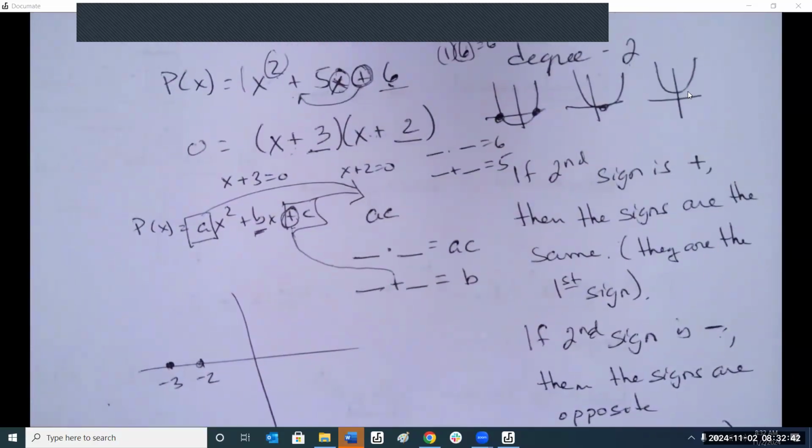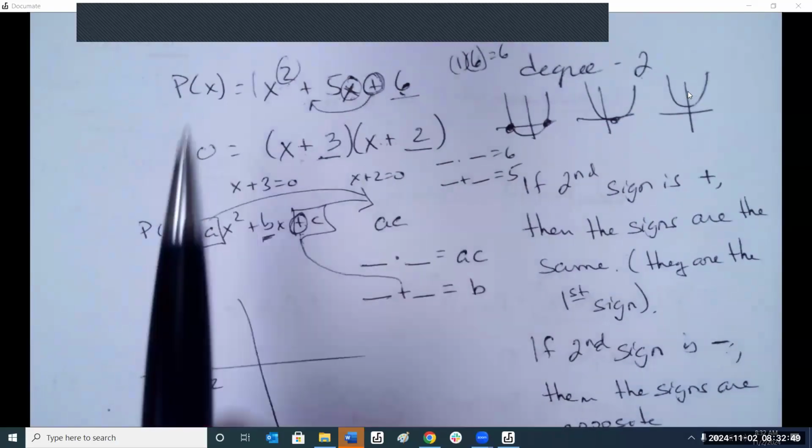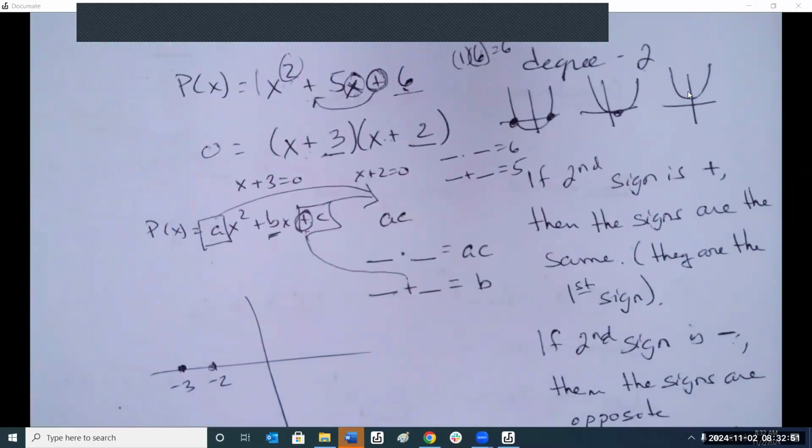What do we know about the graph? It's quadratic. That means we have two solutions. Check. All right, look at the end behavior. Is the end behavior going opposite or the same direction?